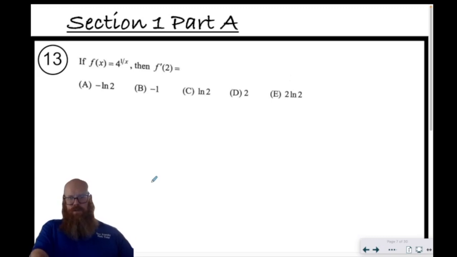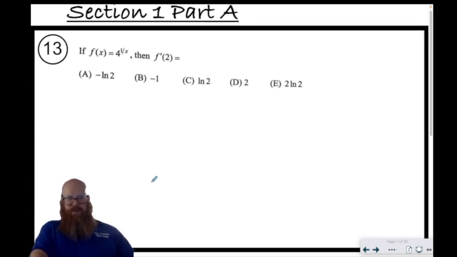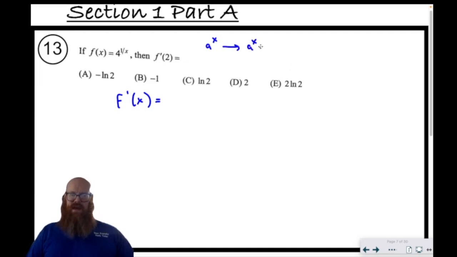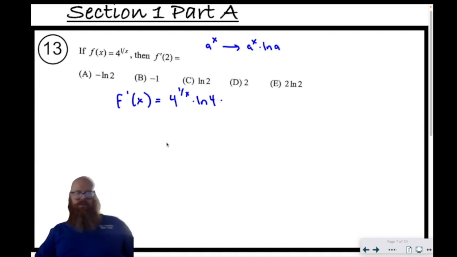All right, moving on. We have a pretty straightforward chain rule here, but we got to remember some rules. So if I want f prime, well, I need to know that if I have a to the x, the derivative of a to the x is a to the x times the ln of a. All right, so the derivative of 4 to anything is 4 to that same thing times the ln of 4, all right? Then I need to multiply, I have the chain rule.